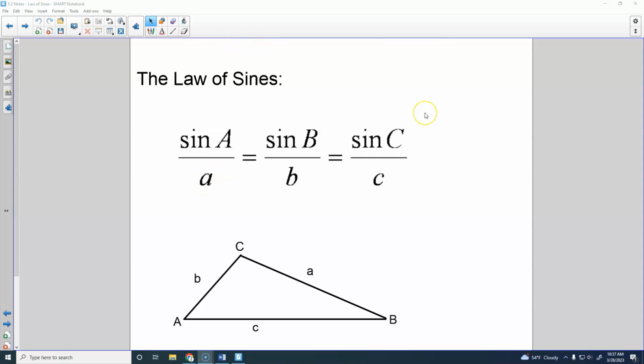Does this look familiar? Have you seen law of sines before? Okay, Gabby says yes. Most of you look like probably not.